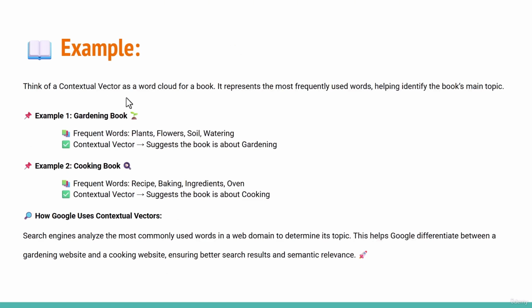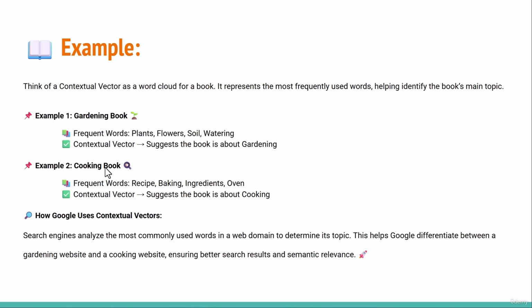You can think of a contextual vector as a word cloud for a book where the most frequently used words are represented, allowing you to determine the main topic of the book. For instance, consider a book about gardening. What kind of keywords will it have? Plants, flowers, soil, and watering. Based on this contextual vector, it can be concluded that the book is about gardening.